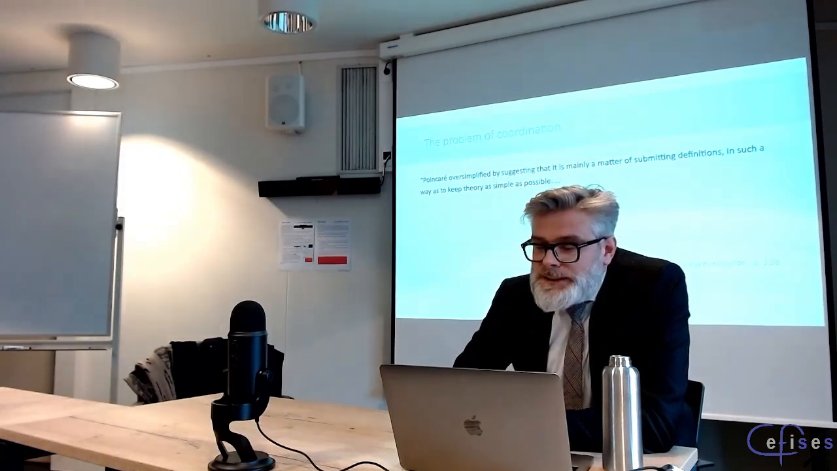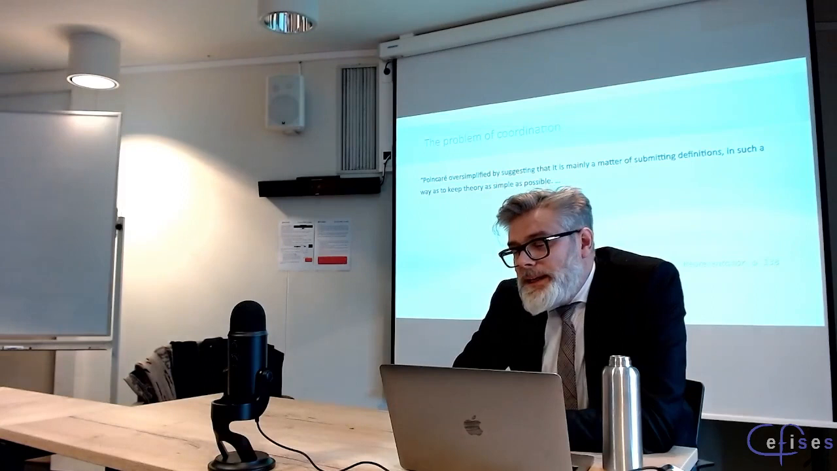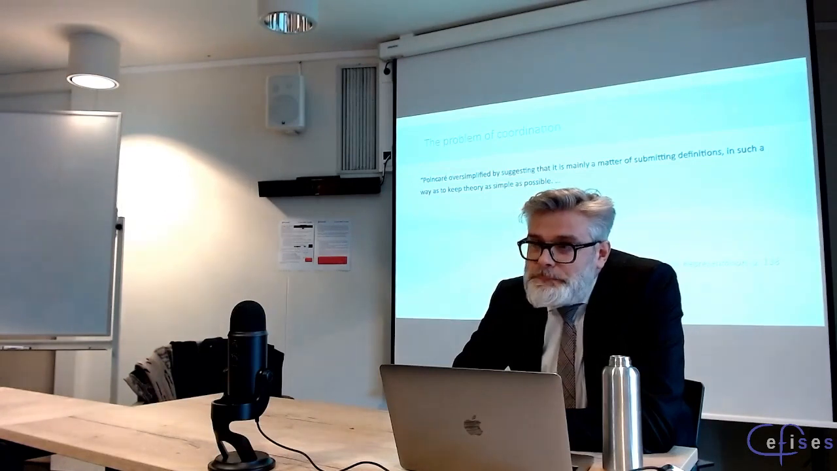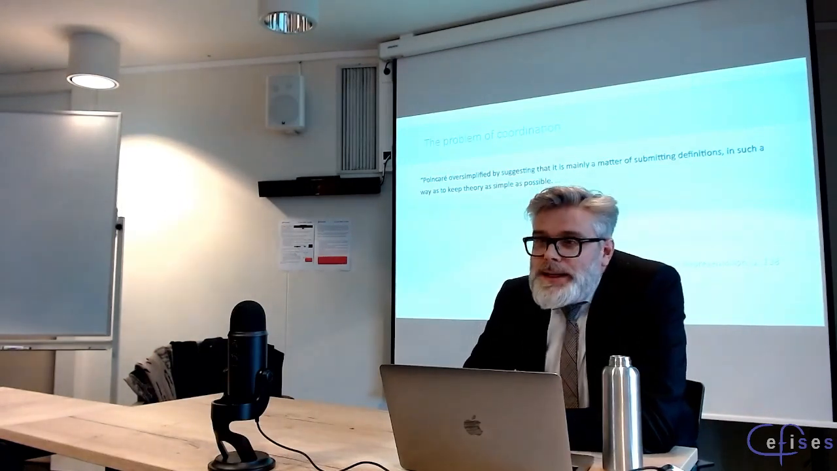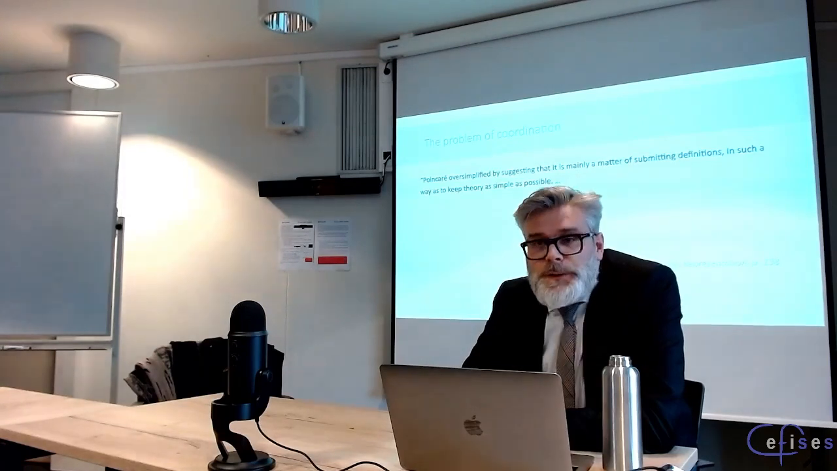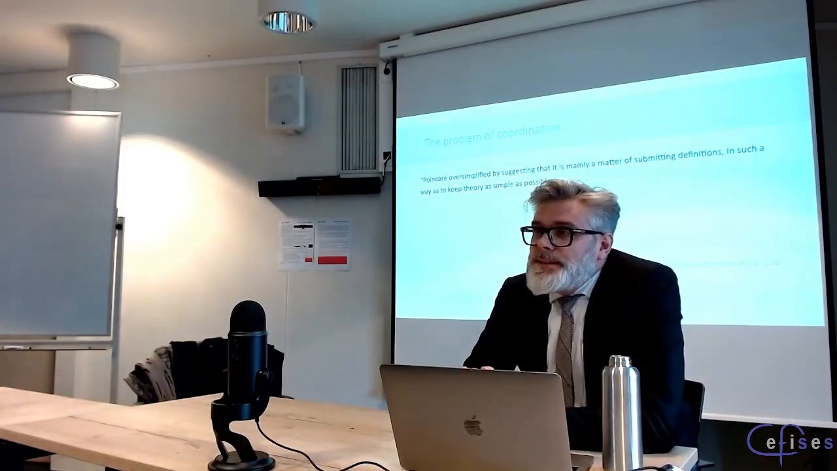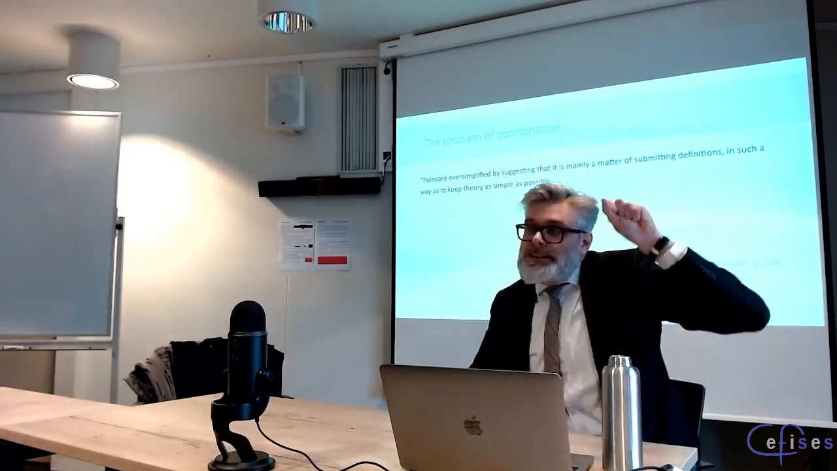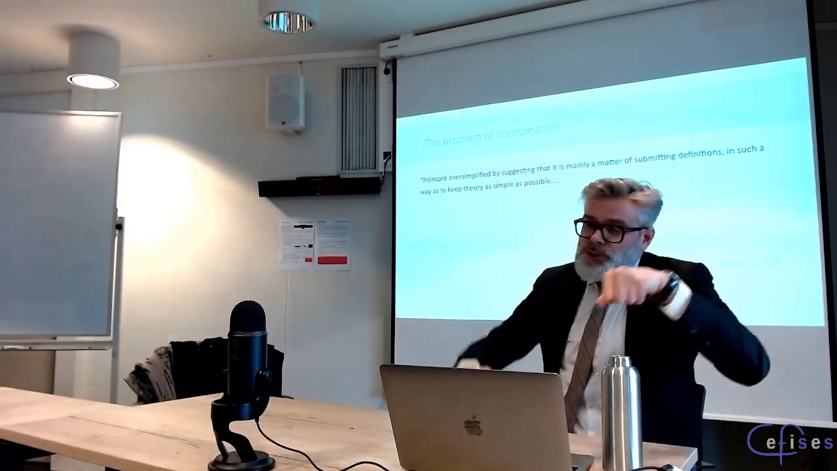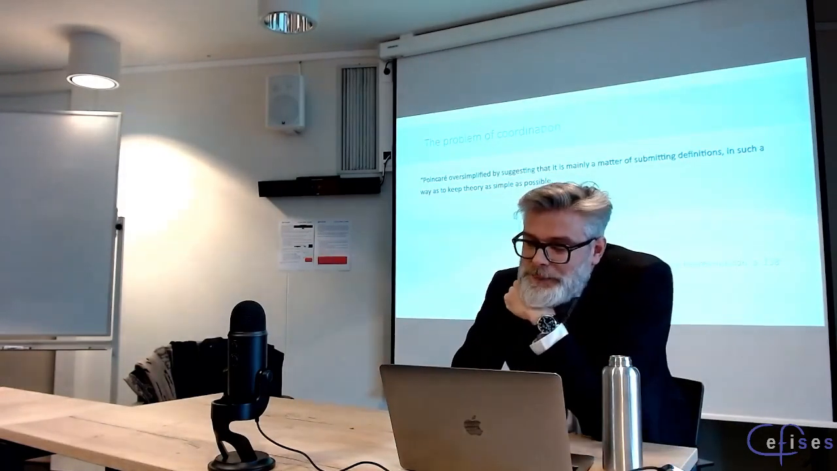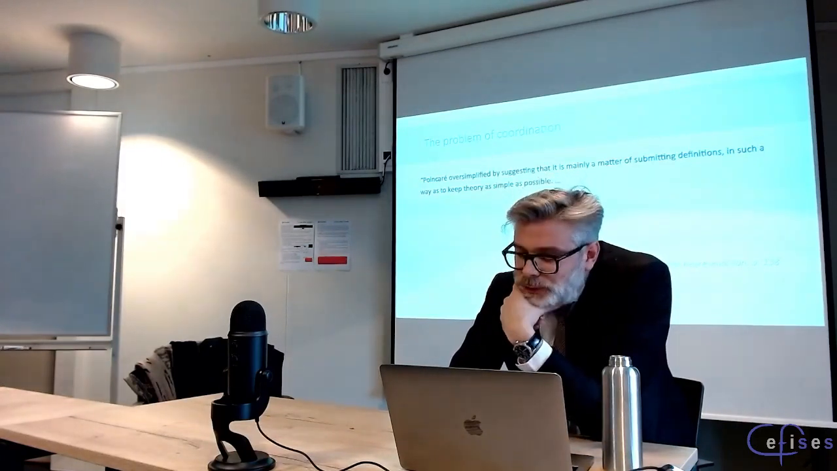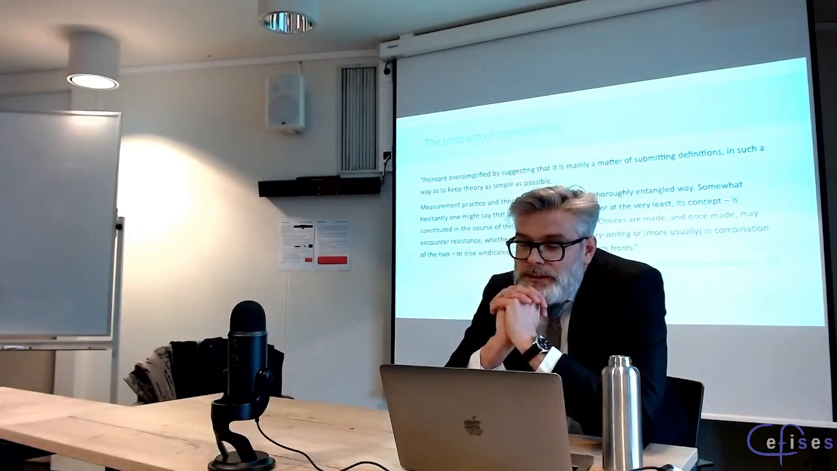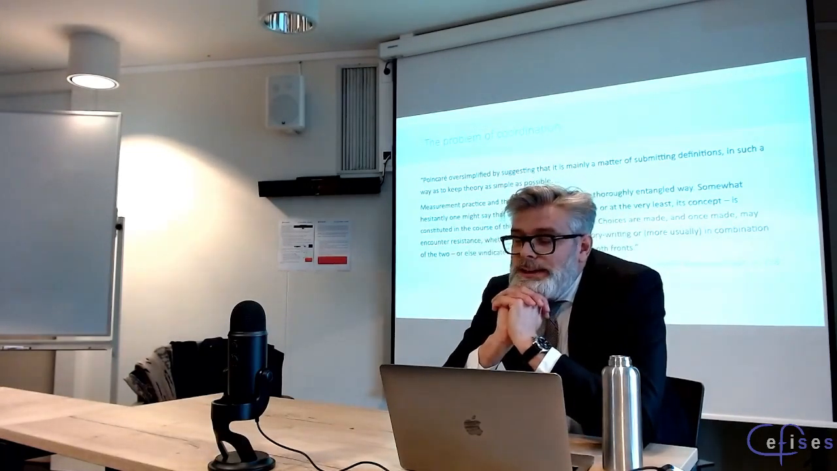Poincaré oversimplified by suggesting that it is mainly a matter of submitting definitions in such a way as to keep theory as simple as possible. And this is a point that is also already made by Einstein, as van Fraassen himself points out, that Poincaré's story is a bit too simple: on the one hand you have theory, on the other hand you have the definitions, and the definitions are freely chosen. The main reason why this is too simple, according to van Fraassen, is that measurement practice and theory evolve together in a thoroughly entangled way.